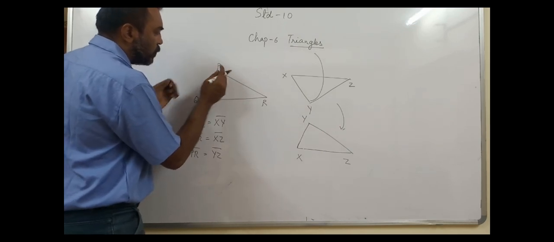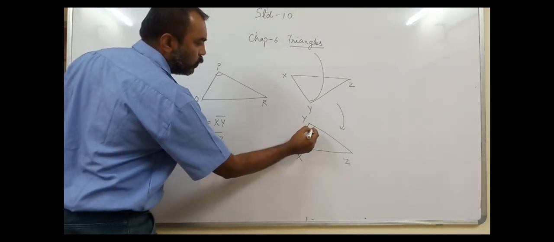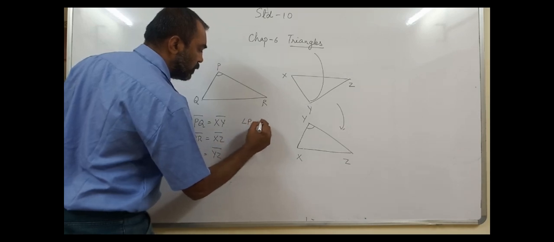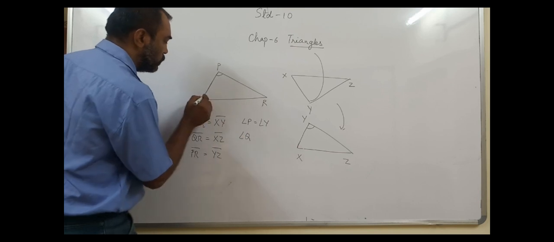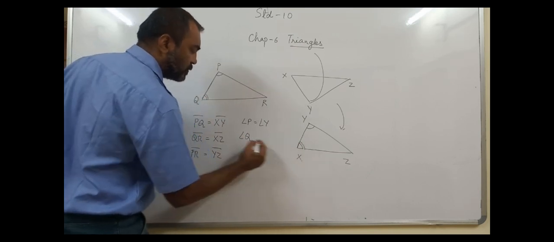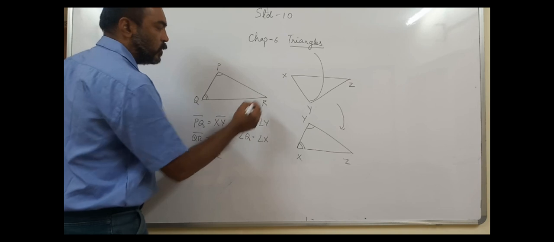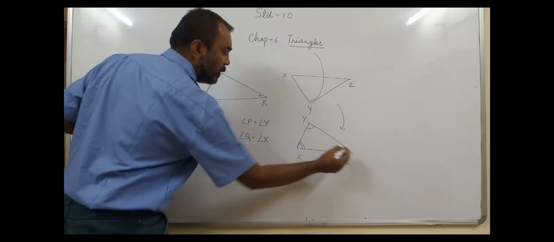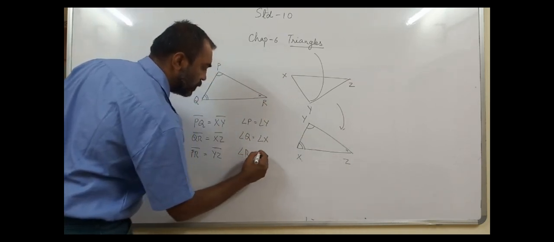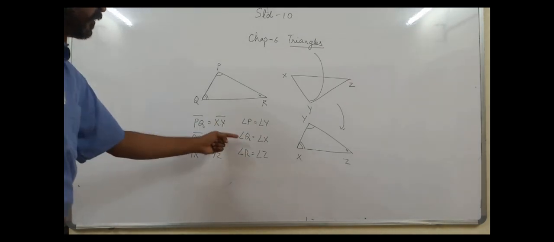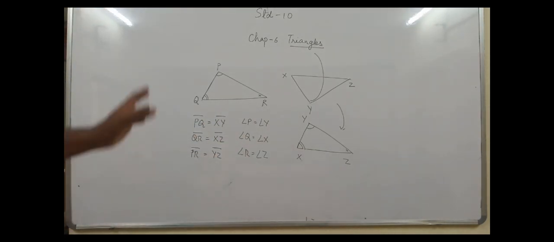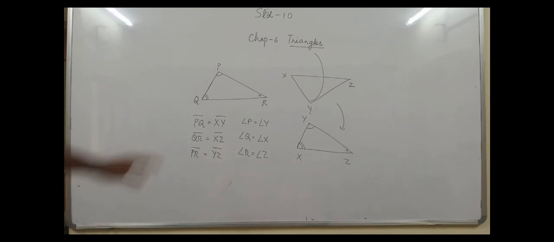Angle P, it is formed of two rays, and angle Y, I have to check whether these angles are equal. Angle Q and angle X, I have to check whether they are equal. Angle R and angle Z. So I have to check if all these conditions are satisfied. There are 1, 2, 3, 4, 5, 6 conditions. If they satisfy, then I can say these two triangles are congruent.